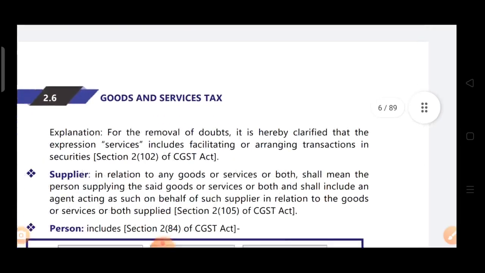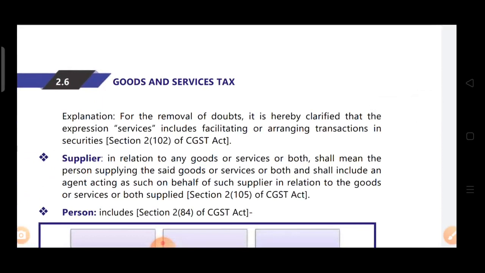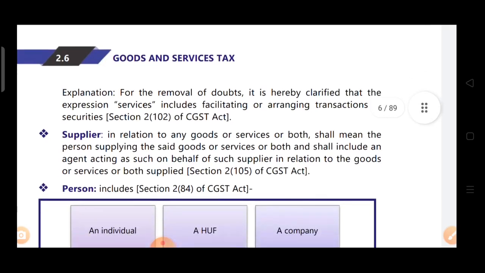So the services definition is done. The explanation they have given: for the removal of doubts, it is hereby clarified that the expression services includes facilitating or arranging transactions in securities. This you need to remember. Section 2, subsection 102 of the CGST Act. Facilitating or arranging transactions in securities are included in the expression services.